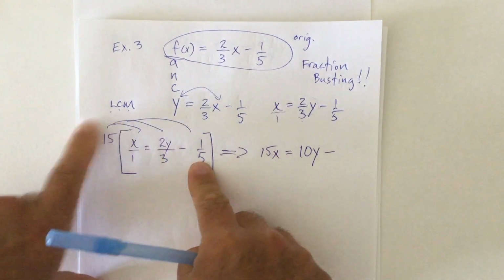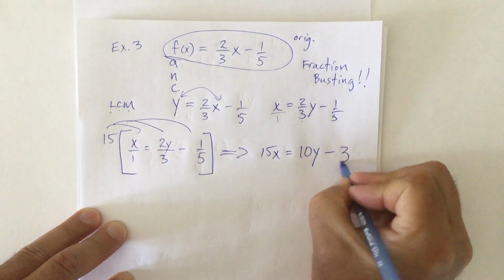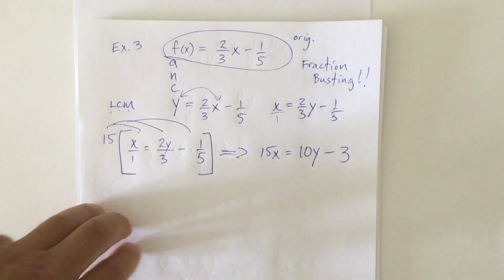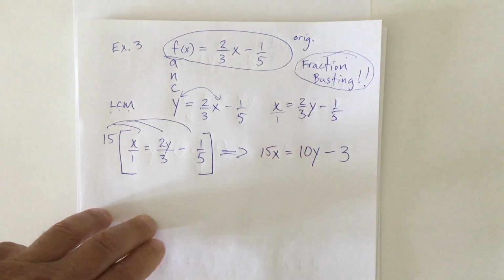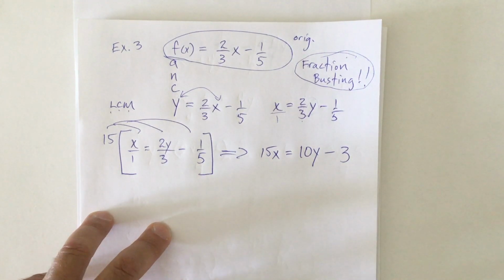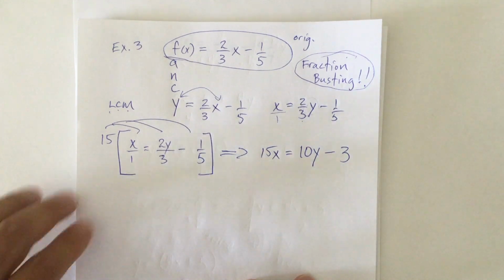Minus, 5 goes into 15 3 times, 3 times 1, I'd get 3. So I got it to there, and now I don't have any fractions because I like to get rid of them. Fraction bust. A fraction busted. Get rid of the fractions. That trick is totally awesome. You don't have fractions now.